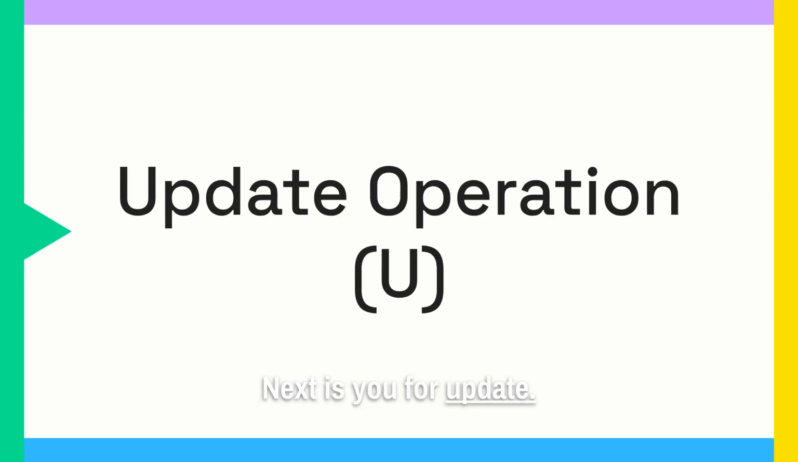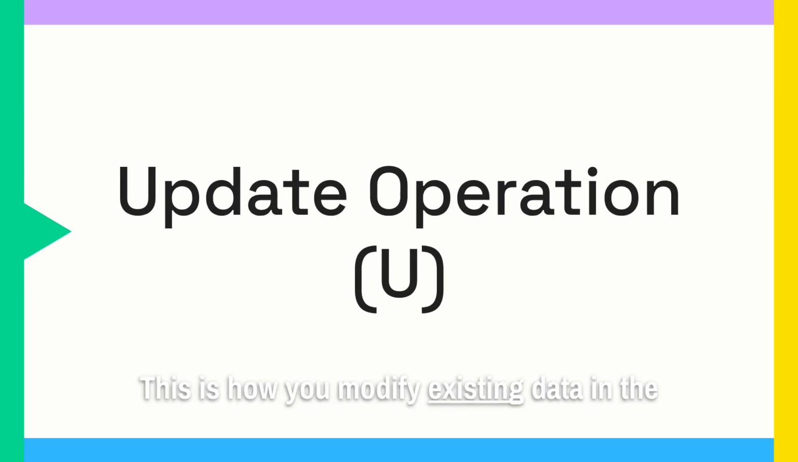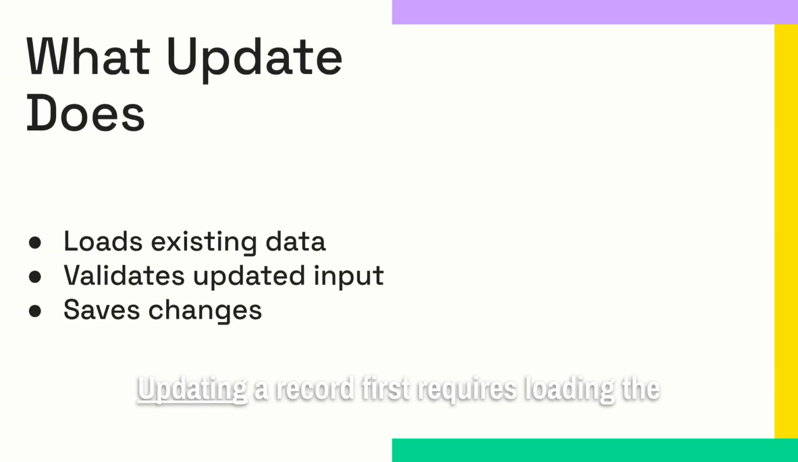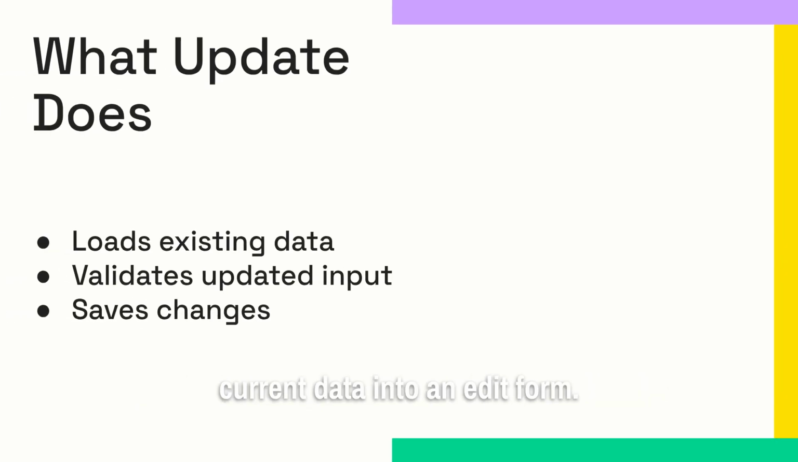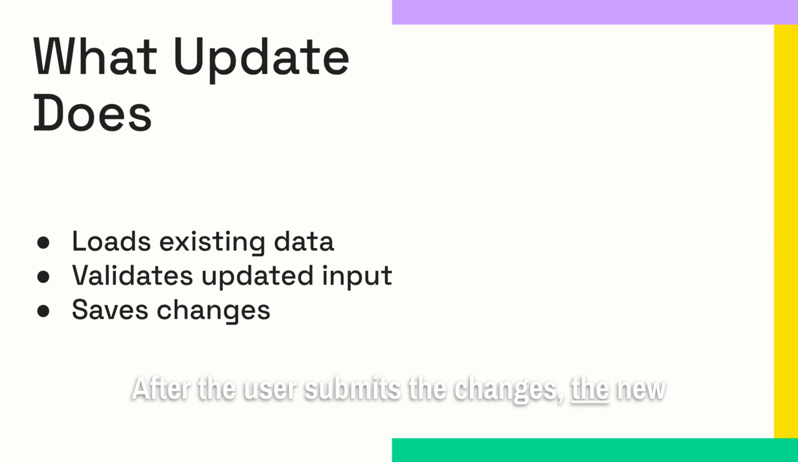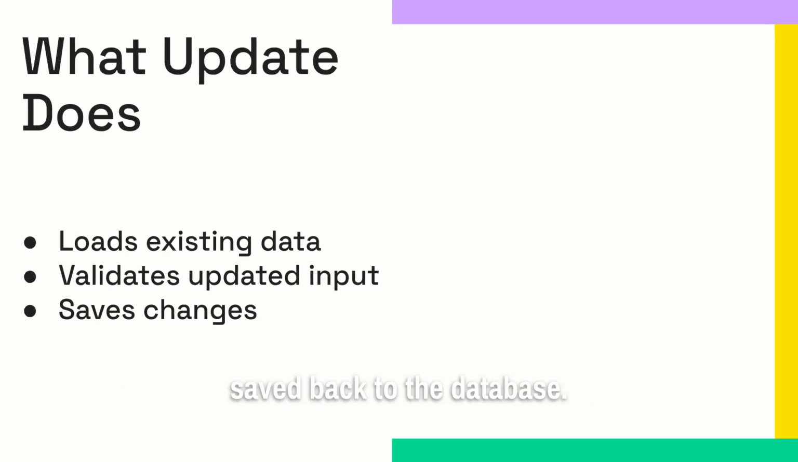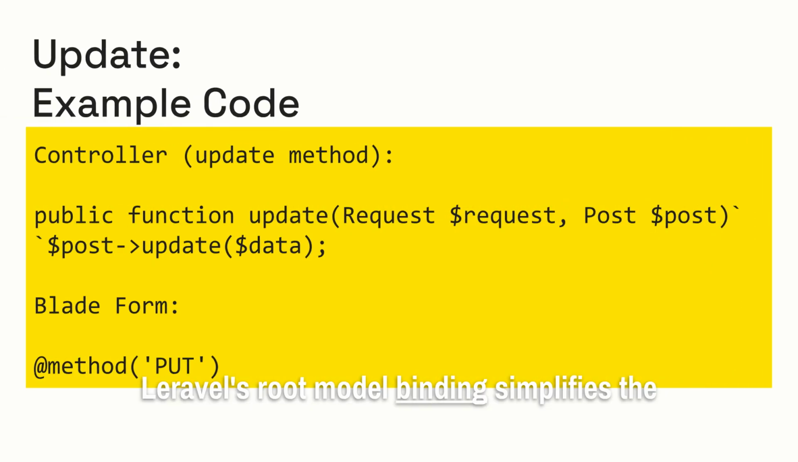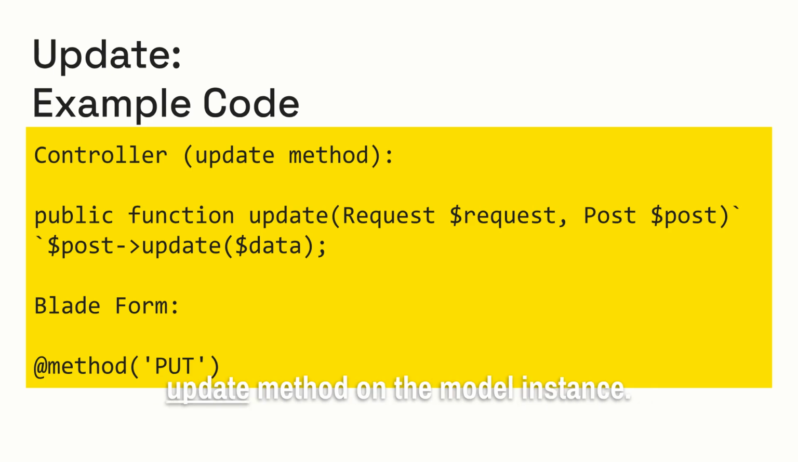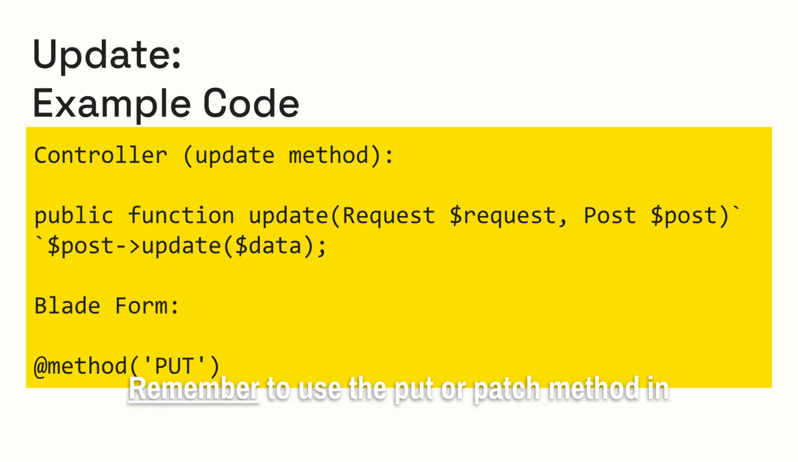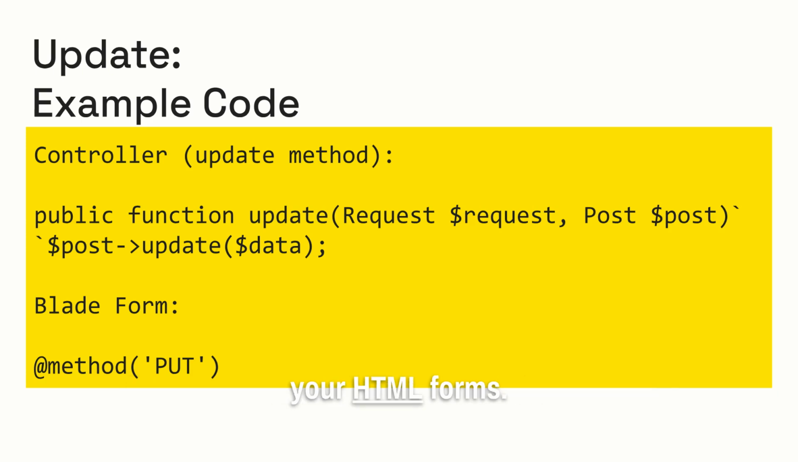Next is U for update. This is how you modify existing data in the database. Updating a record first requires loading the current data into an edit form. After the user submits the changes, the new input is validated, and finally the changes are saved back to the database. Laravel's route model binding simplifies the update method by injecting the Post model instance directly. You validate the request, and then call the update method on the model instance. Remember to use the PUT or PATCH method in your HTML forms.